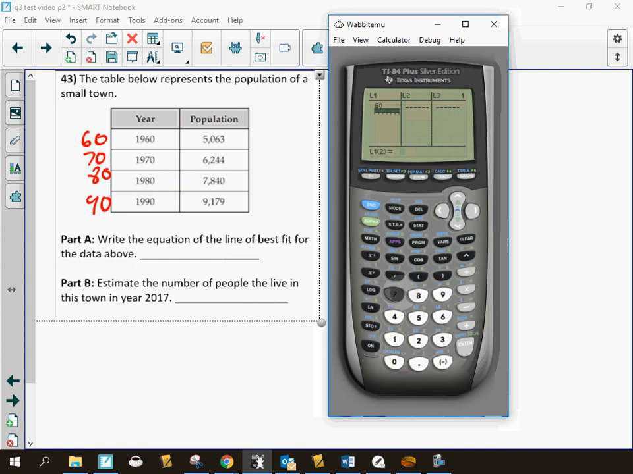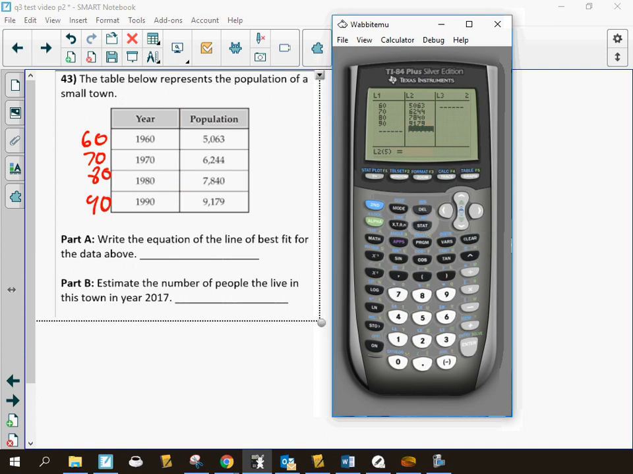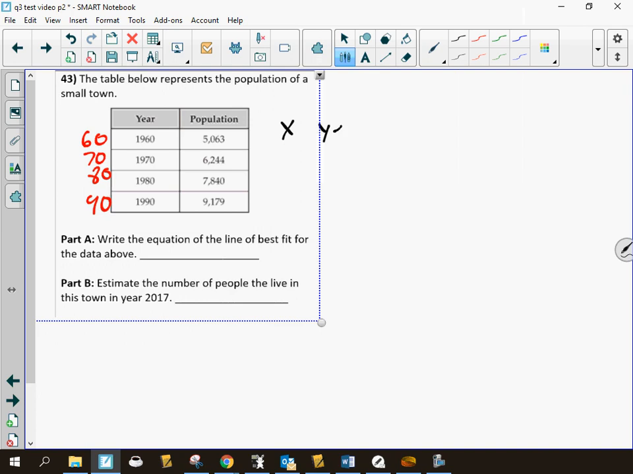So I can go 60, 70, 80, 90, and the y values 5,063, 6,244, 7,840 and 9,179. Stat. So define my variables. X is years since 1900. Y is population.